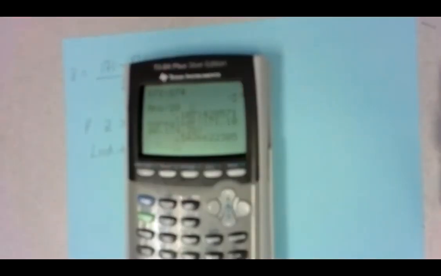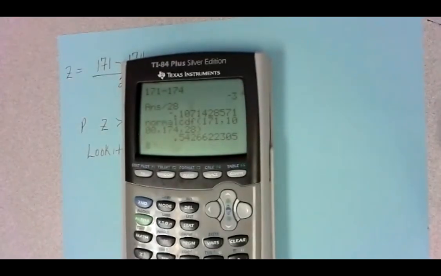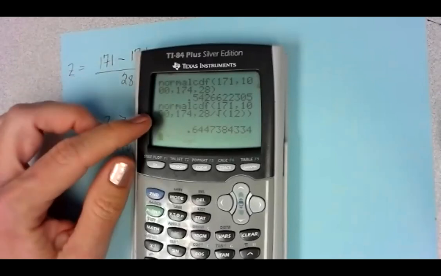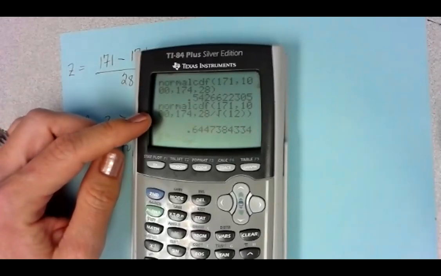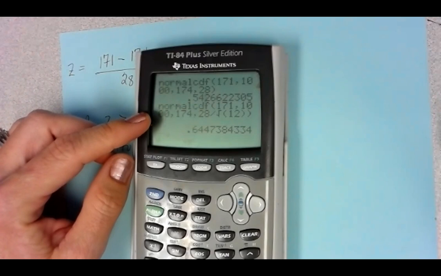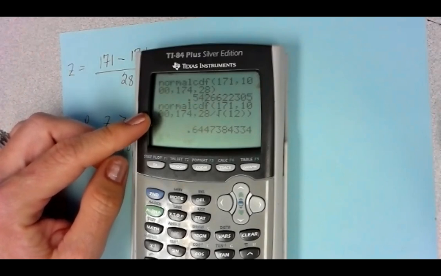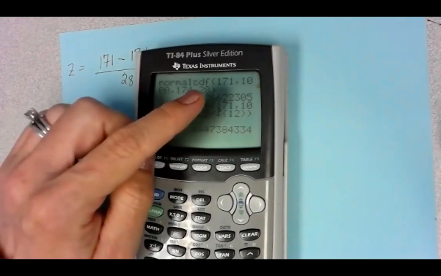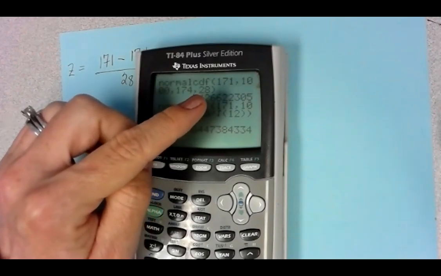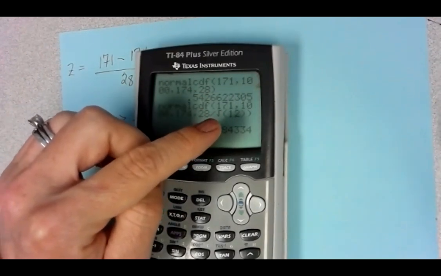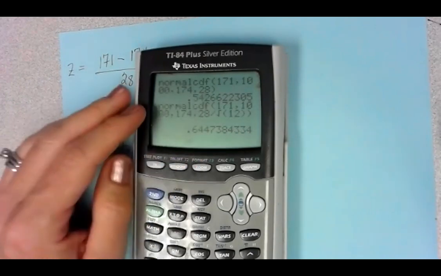I'm going to pop back over to the graphing calculator, and we're going to go ahead and enter that in. So you can see here that I've already gone ahead and entered it. Notice the only difference between the two parts with the central limit theorem is rather than standard deviation being 28, I'm going to make it 28 divided by the square root of 12.